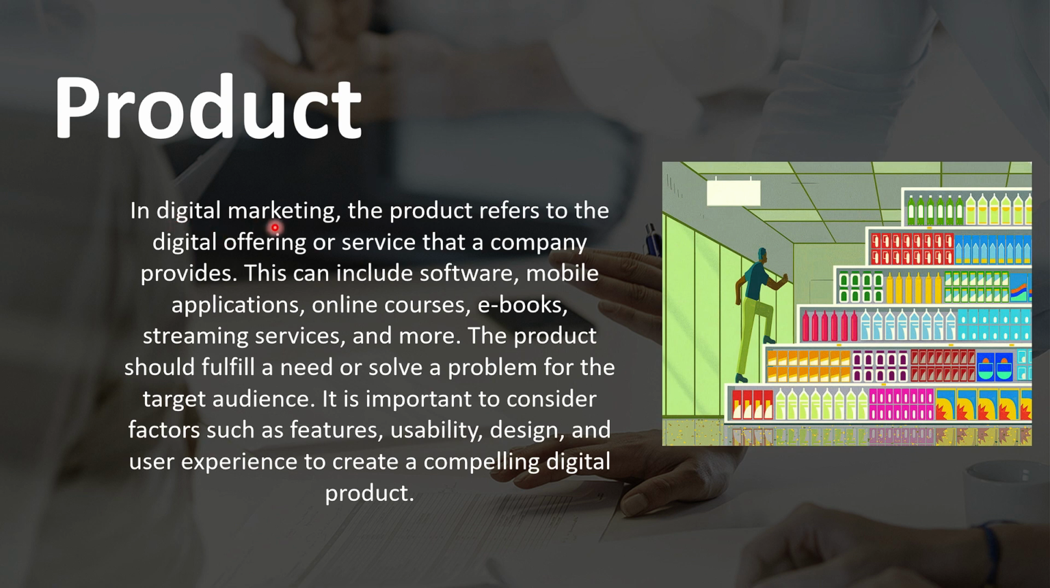Okay, so in digital marketing, the product refers to the digital offering or services that a company provides. So in case of Flipkart, it is selling different products. This can include software, mobile applications, online courses, ebooks, streaming services and more. The product should fulfill a need or solve a problem for the target audience. So it is important to consider factors such as features, usability, design and user experience to create a compelling digital product.